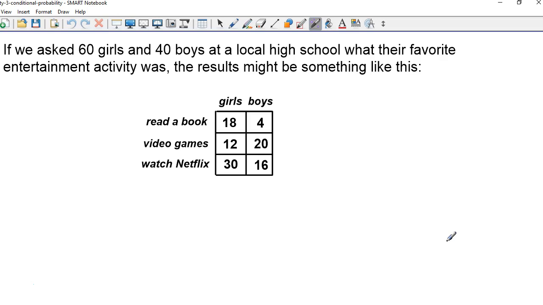If we asked 100 students at a local high school what their favorite entertainment activity was, the results might be something like this. We asked a mixture of girls and boys, 60 girls, 40 boys, and we gave them three choices. They could choose reading a book, playing video games, or watching Netflix. And so here's the number of students. These are frequencies or counts here. For example, this 18 number means that 18 girls chose reading a book as their number one, and this 20 here means that 20 boys chose video games.